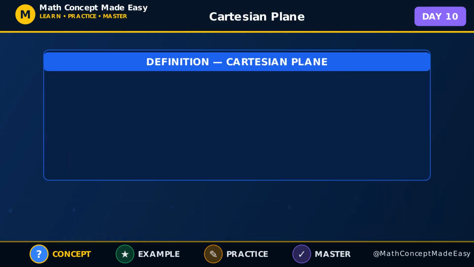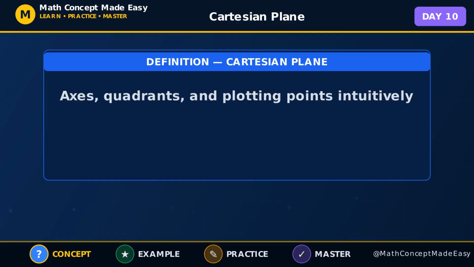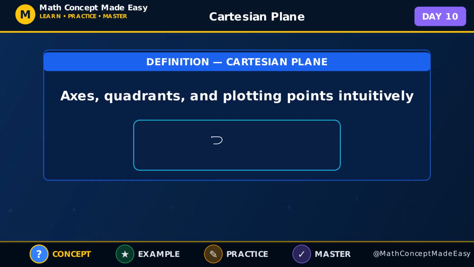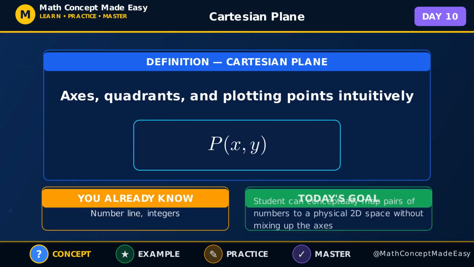Now we are ready to say this precisely, the way mathematicians do. Here is our focus for today: axes, quadrants, and plotting points intuitively. In symbols, we write it as point P, located at coordinate (x, y). Every word of that definition matters, so read it slowly. You already know number line, integers. This definition simply builds on those familiar ideas.